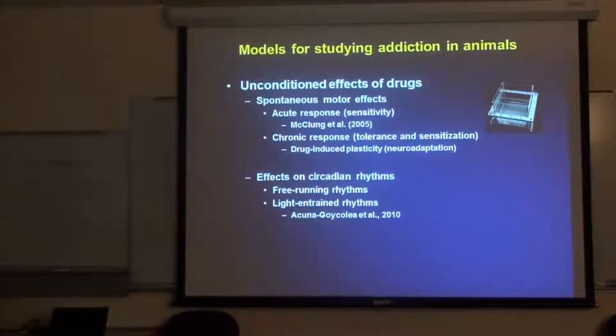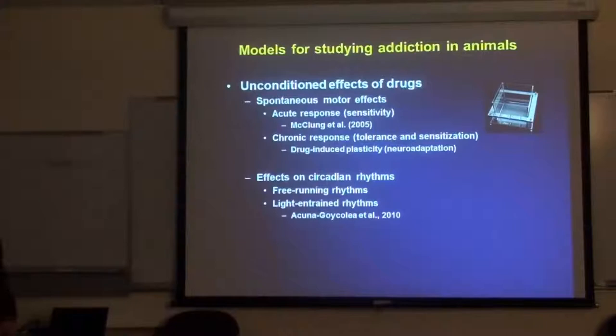Oftentimes what we look at is spontaneous motor effects. A common way to do that is to put an animal, particularly a rodent, this is a chamber for a rodent, into an enclosure of some sort that's often surrounded by invisible photo beams, and give the animal the drug and see what it does to their behavior, see what it does to their motor behavior. They did that in one of the papers that we read today.